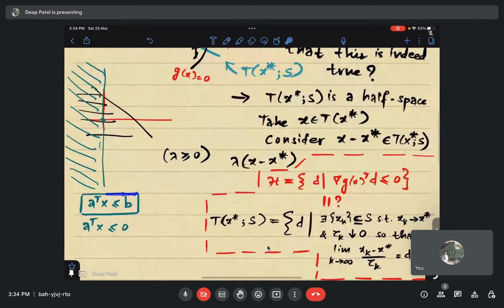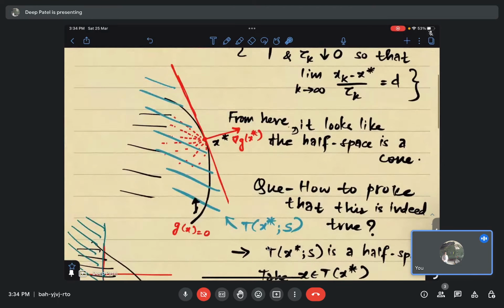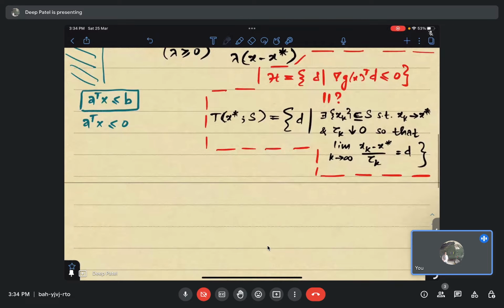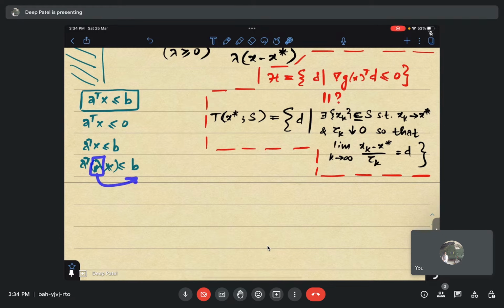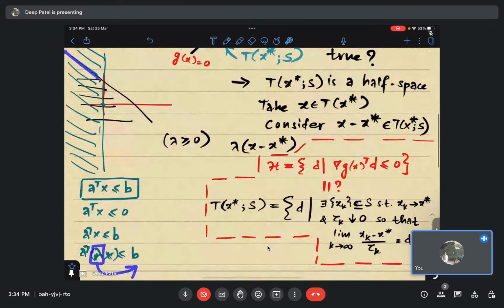That I wrote, right? I think I removed it, but I'd written that A transpose x less than or equal to b and A transpose lambda x less than or equal to b. Yeah, that was clear, that this lambda was perfectly clear. So I'm just saying that this translates to this possibility wherein I have this affine half space.